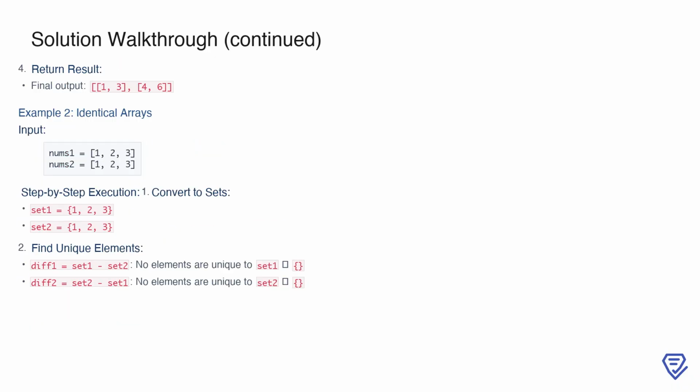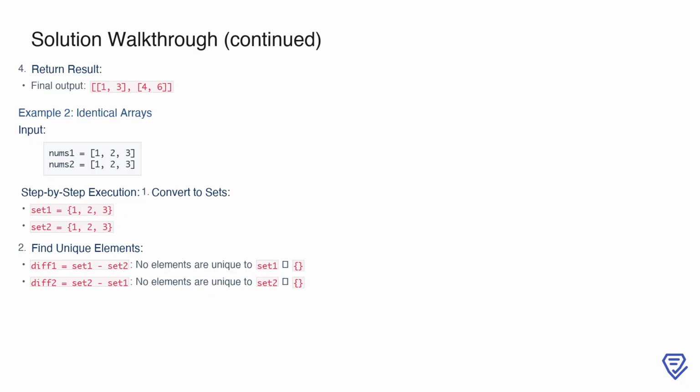To complete the process for example 1, we return the result as a list of these two lists, [[1, 3], [4, 6]]. This output represents the elements that are unique to each input array. Now, consider example 2, where nums1 and nums2 are both [1, 2, 3]. After converting these arrays into sets, we get set 1 equals {1, 2, 3}, and set 2 equals {1, 2, 3}.